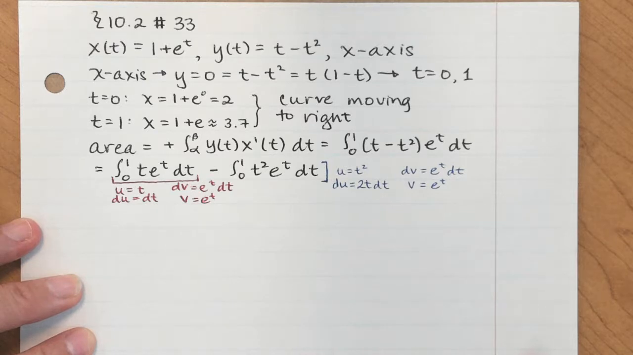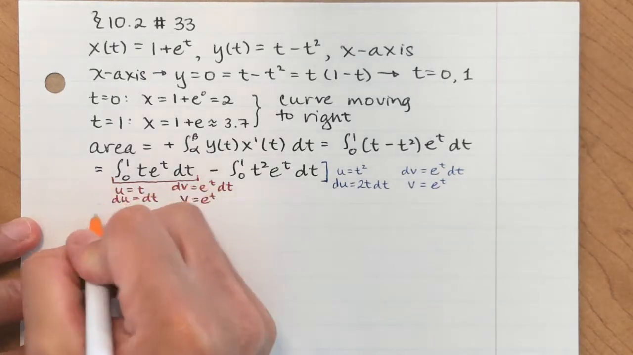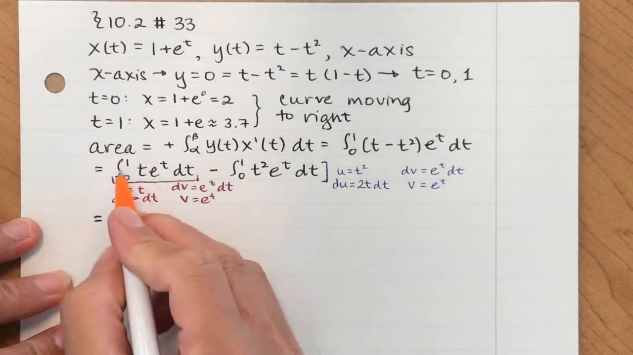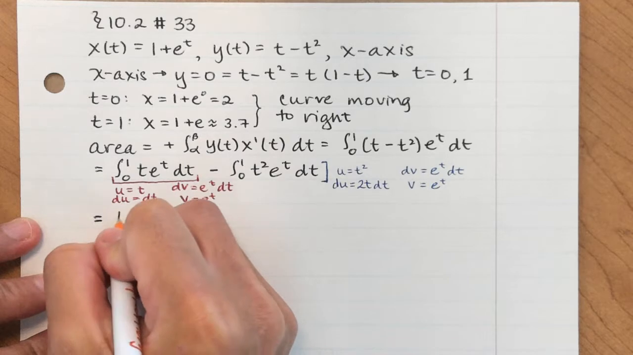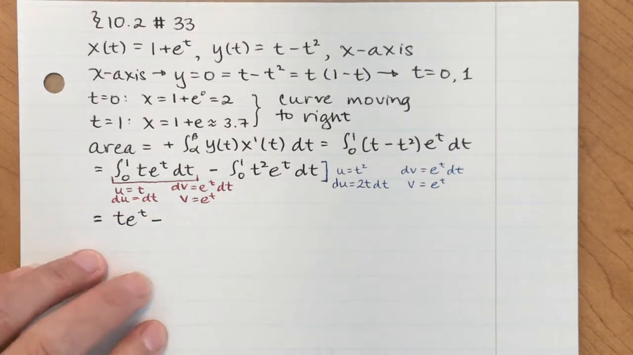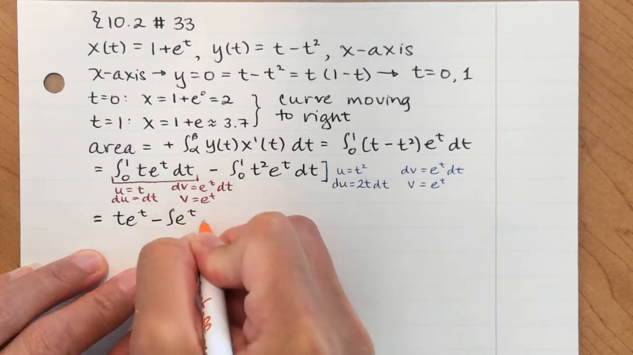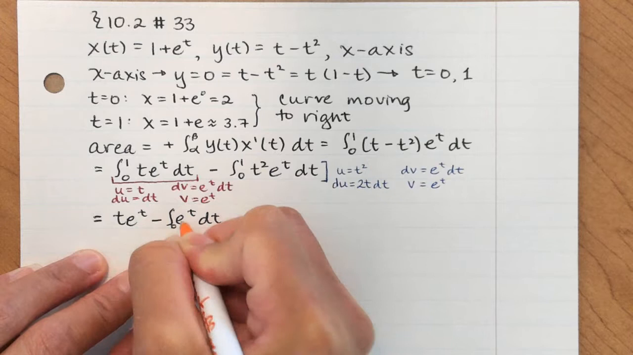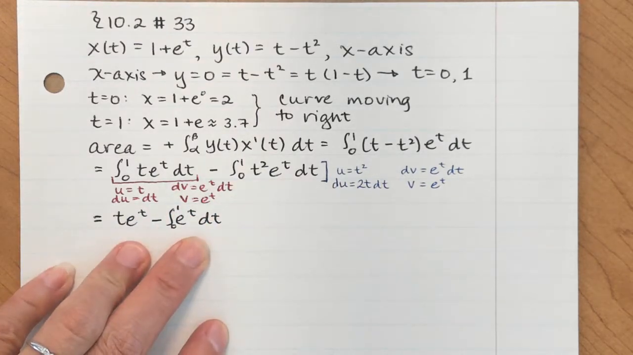So let's write out our integration by parts. The integral of u dv becomes uv, t e to the t, minus the integral of v du, the integral of e to the t dt. And you can see that's a very nice simple integral. That's just going to become e to the t.